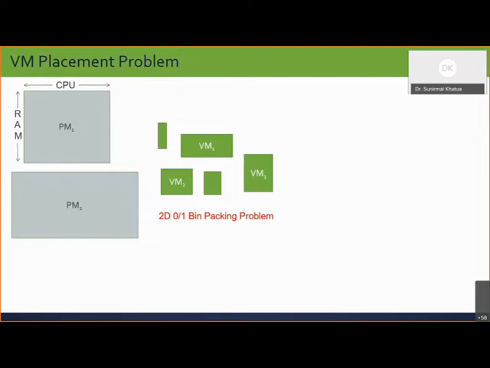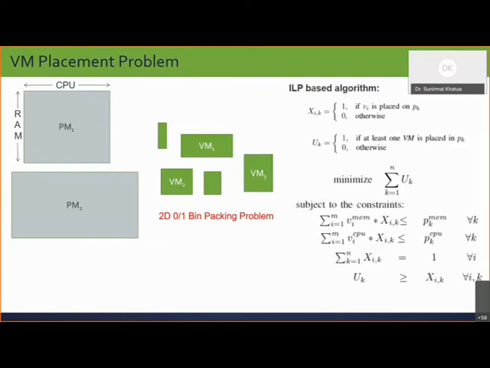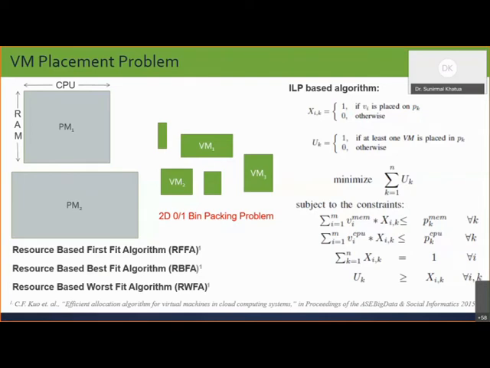So we need some heuristics to find the solution. Most of the research community and the cloud service providers are using heuristics to solve this multi-dimensional bin packing problem and accordingly place those virtual machines within the available system. The optimal solution will be provided by a linear programming formulation. I'm not going to discuss it in detail, but if you solve this, it will provide you the optimal placement. But this is the NP-hard problem that I told you about, so most cloud service providers are using some heuristics.